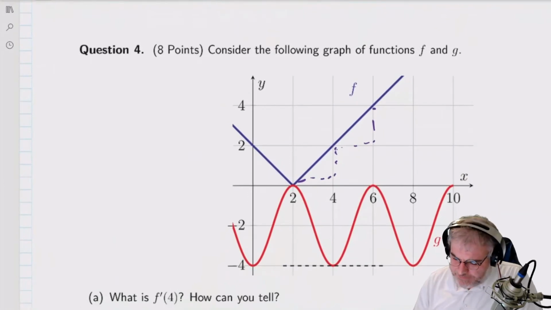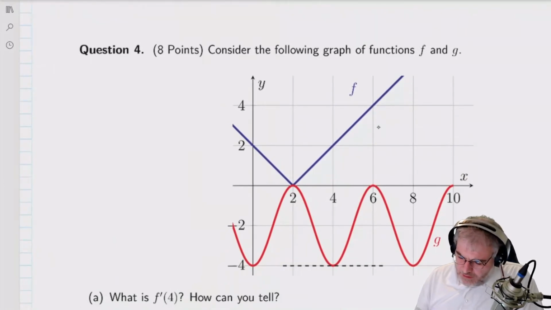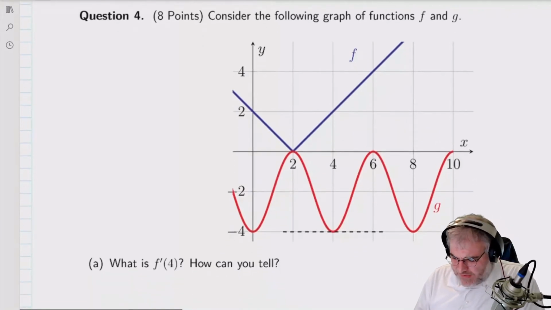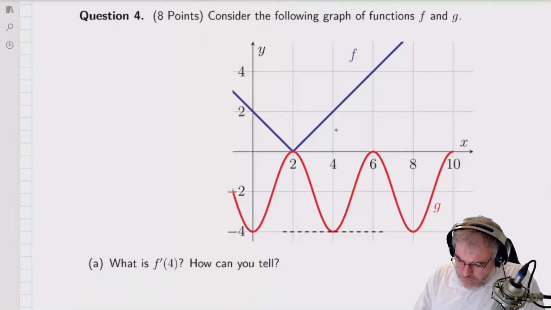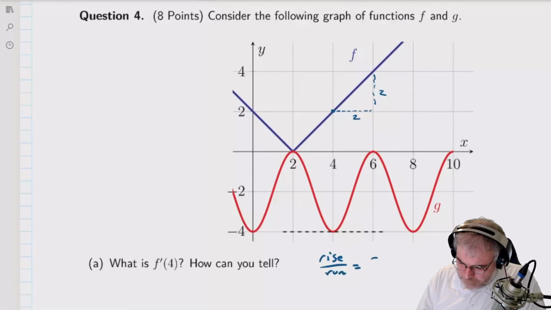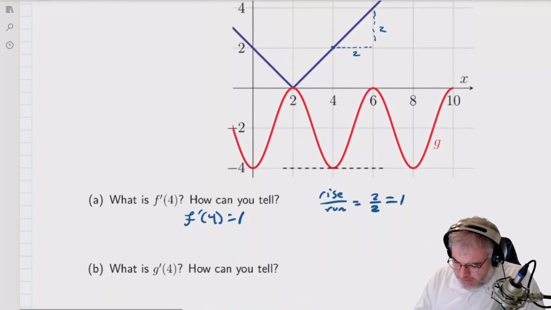This one was a little trickier. What is f prime of 4 and how can you tell? Well, I come over here to 4 right there. Now, f prime of 4. Well, I go 1 over, 2 over, 2 up. Rise over run. I can do right there. So f prime of 4 equals 1. Alternatively, if I wanted to actually say something nice, I say, okay, well, it's a straight line.